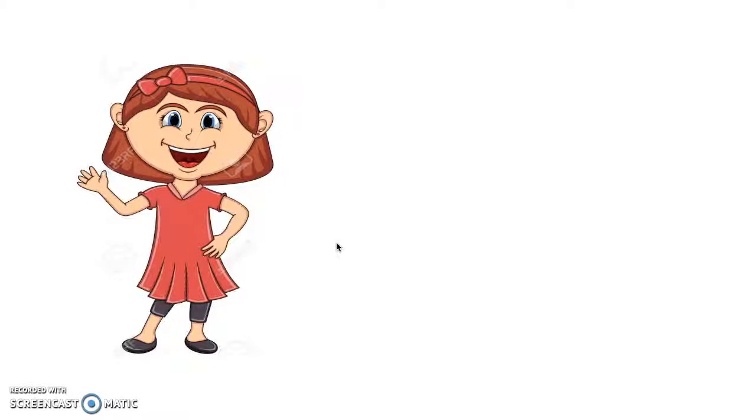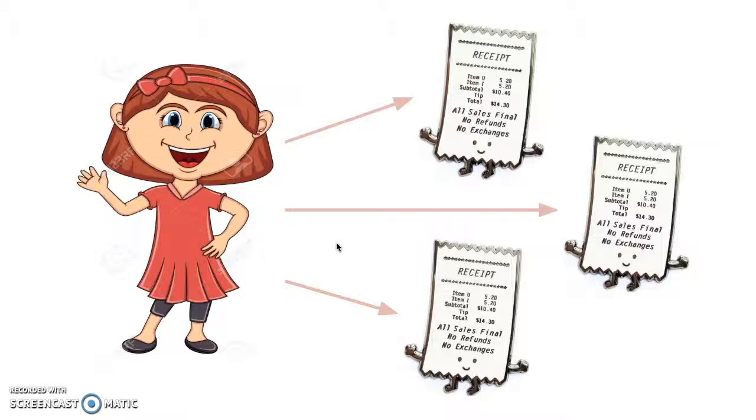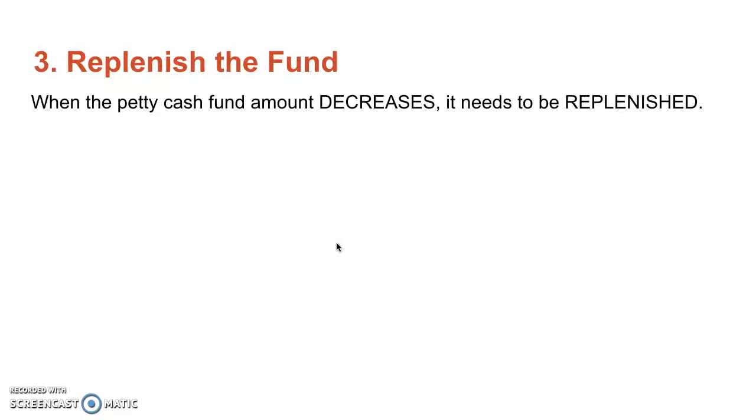In both cases, the designated employee must collect all receipts of purchases under the petty cash fund. This is a necessary control which ensures the employee is working in an ethical manner. The last step is the replenishment of the fund. As the petty cash fund decreases, it needs to be replenished.